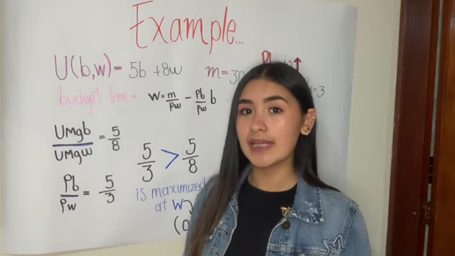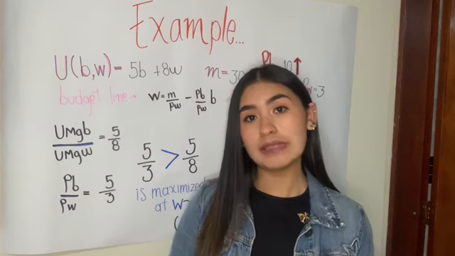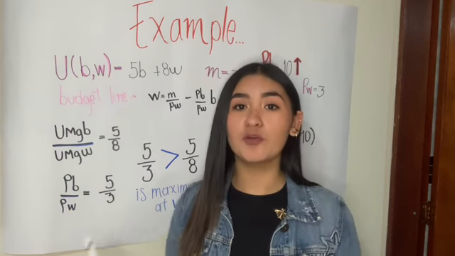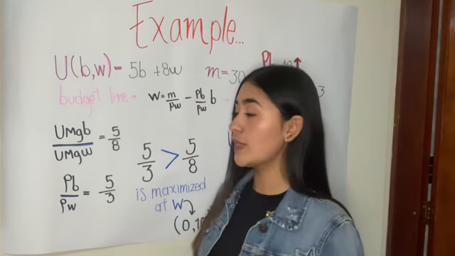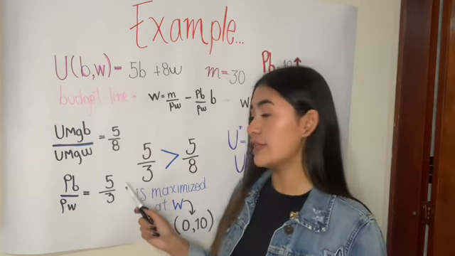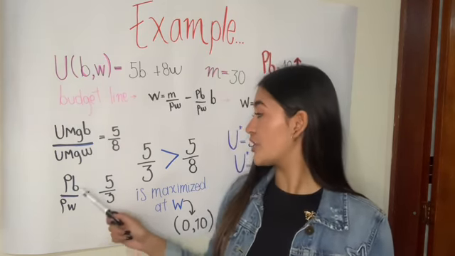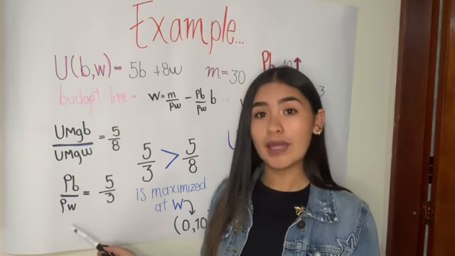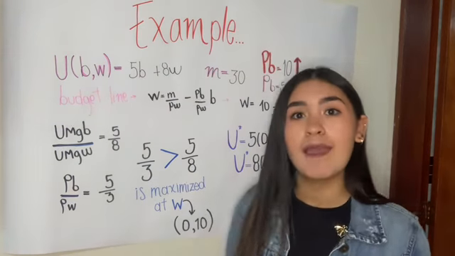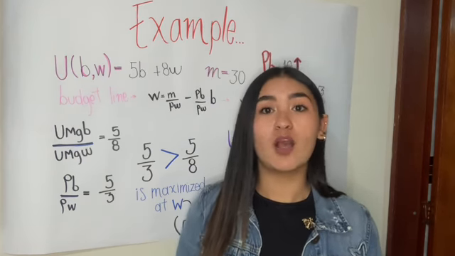The next step is to find the marginal utility ratio and the price of black chocolate gummies divided by the price of white chocolate gummies. Then compare these values. The marginal utility ratio is 5 divided by 8, and the other is 5 divided by 3. The price ratio is greater than the marginal utility ratio. This means that the line is steeper, so we maximize at W.